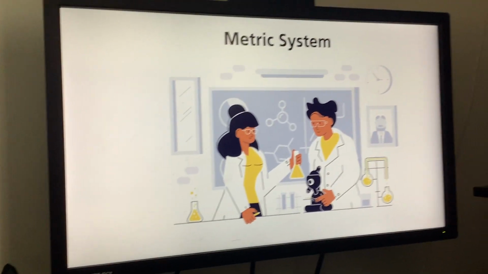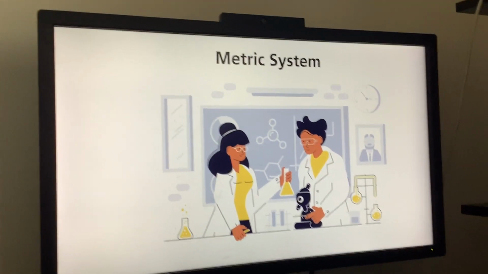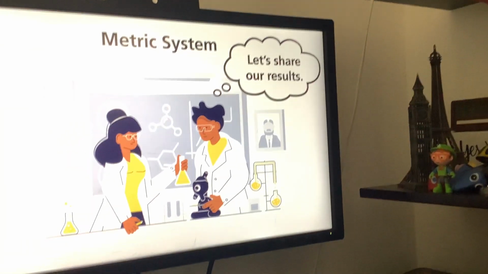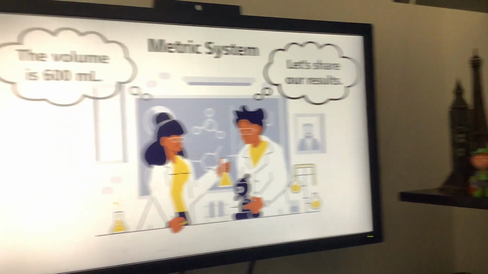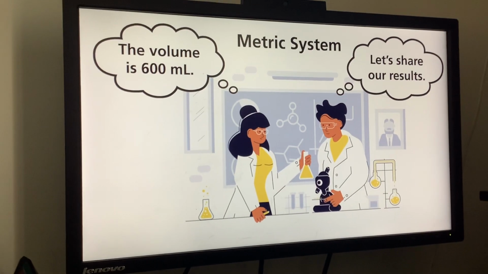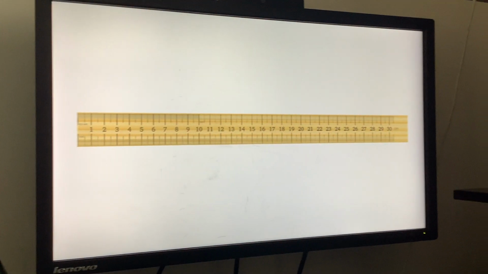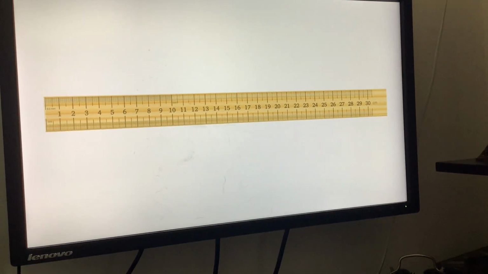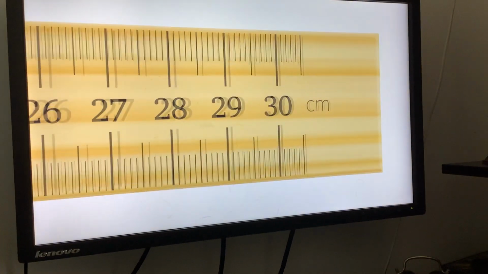The metric system is a collection of units used by scientists worldwide, so that they are able to communicate their results to each other. It's kind of like speaking the same language, but with numbers. When making measurements in science, it is important to use the appropriate unit. The unit is what follows the number.